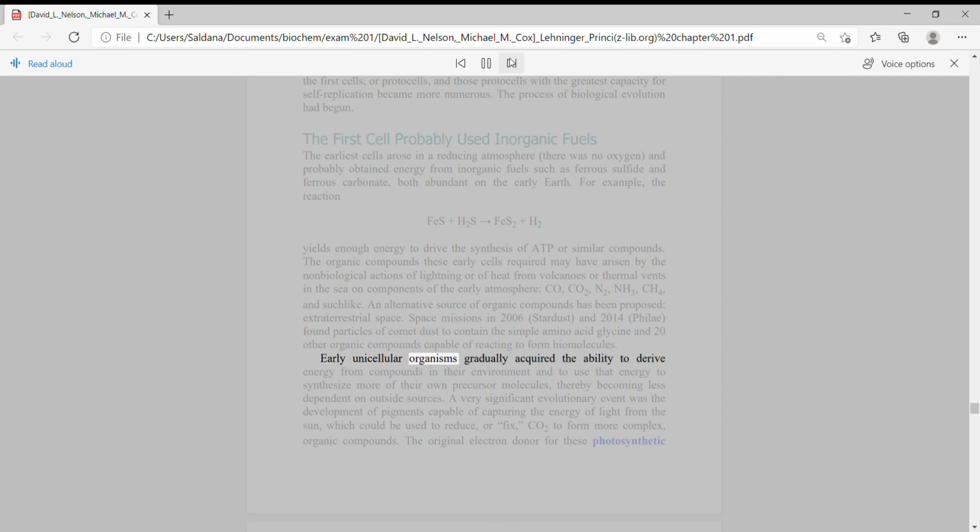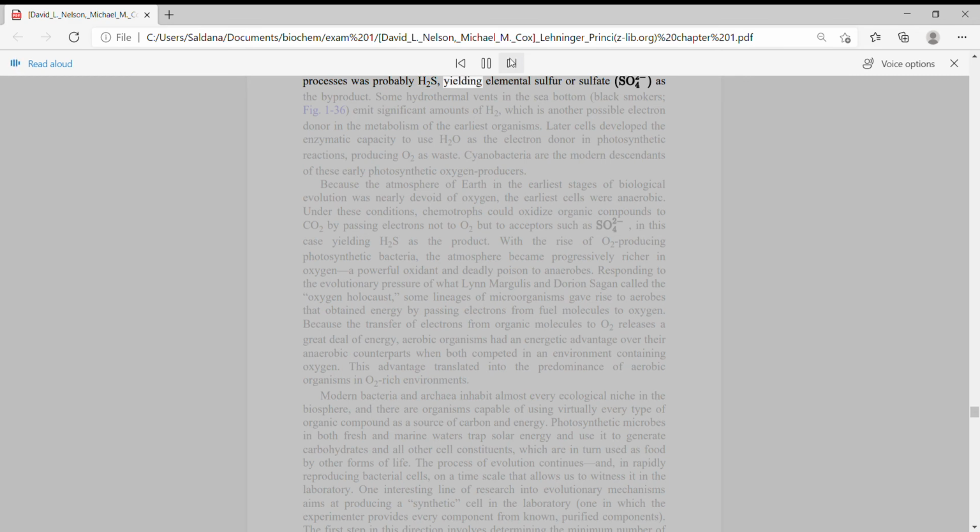Early unicellular organisms gradually acquired the ability to derive energy from compounds in their environment, and to use that energy to synthesize more of their own precursor molecules, thereby becoming less dependent on outside sources. A very significant evolutionary event was the development of pigments capable of capturing the energy of light from the sun, which could be used to reduce, or fix, CO2 to form more complex organic compounds. The original electron donor for these photosynthetic processes was probably H2S, yielding elemental sulfur or sulfate as the byproduct.